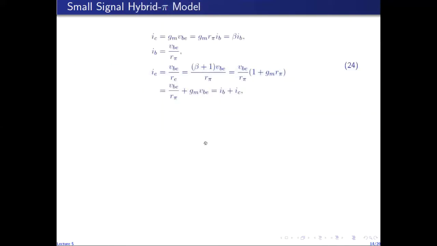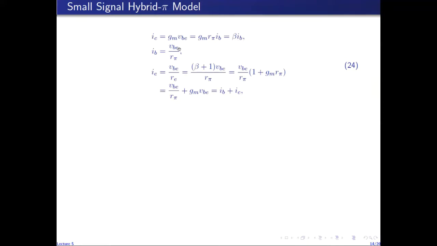So collecting these three small signal currents together: the small signal collector current, base current, and emitter current. The small signal collector current is GM VBE. VBE is IB R pi, so we get GM R pi IB. And we know that R pi is beta over GM, so GM R pi is beta.